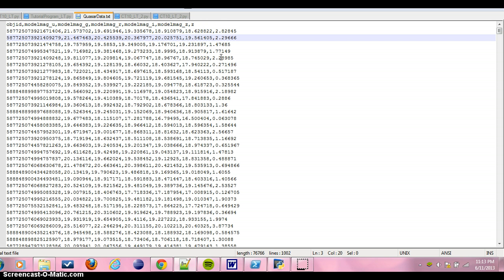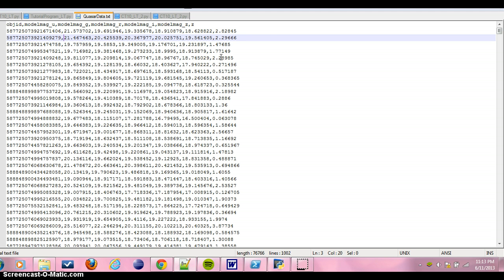I decided to write a program that would put, for example, U minus G on the x-axis and G minus R on the y-axis, and assign different colors based on the redshift. Those quasars with a redshift less than 0.9 were green, those with a redshift between 0.9 and 1.8 would be blue, and those with a redshift greater than 1.8 would be red.